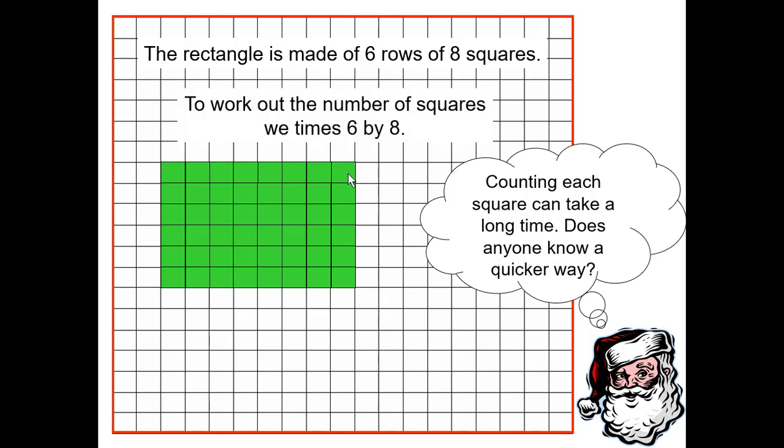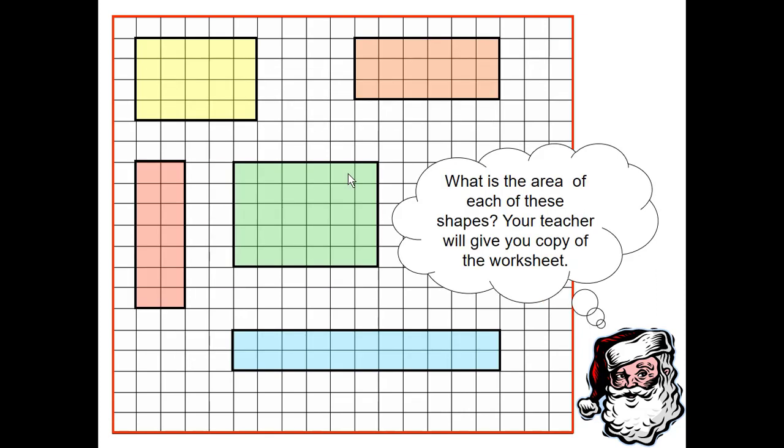So to work out the number of squares, we multiply 6 by 8. The area will be 48 centimeters squared. So do the same thing. You work out the area of each of those shapes.